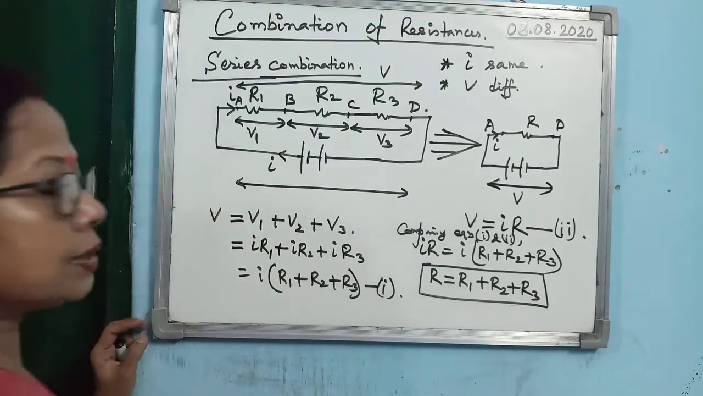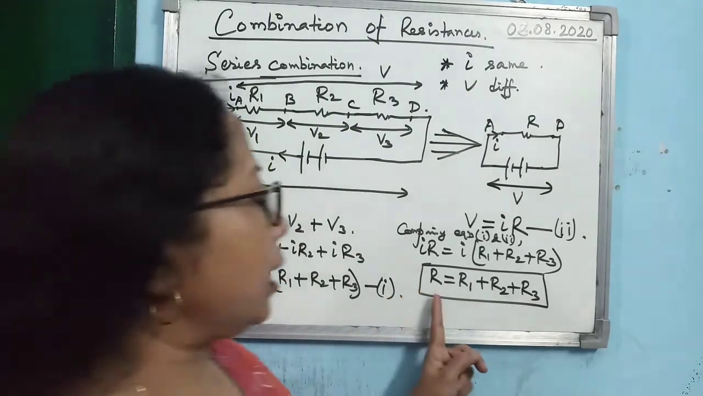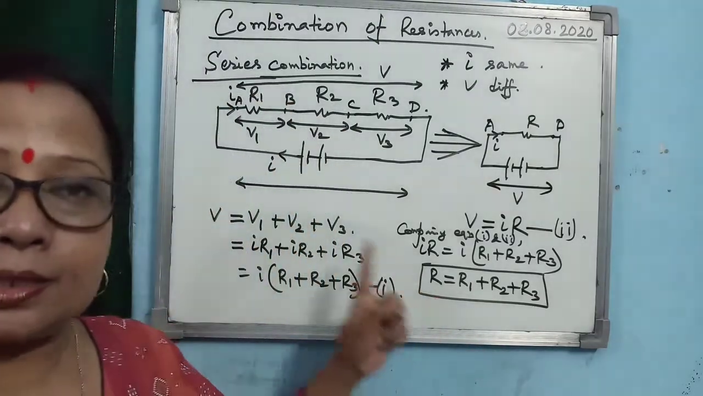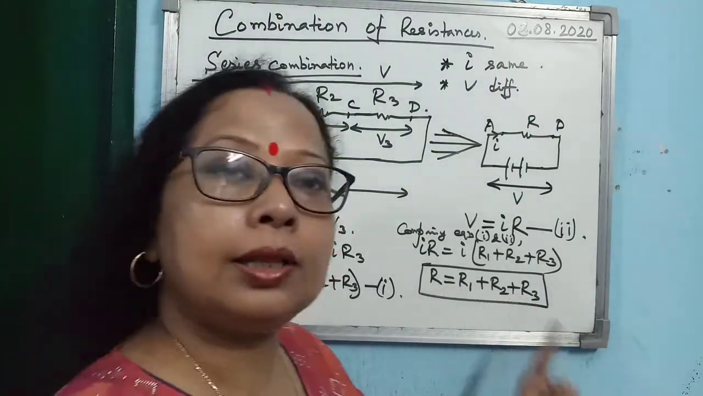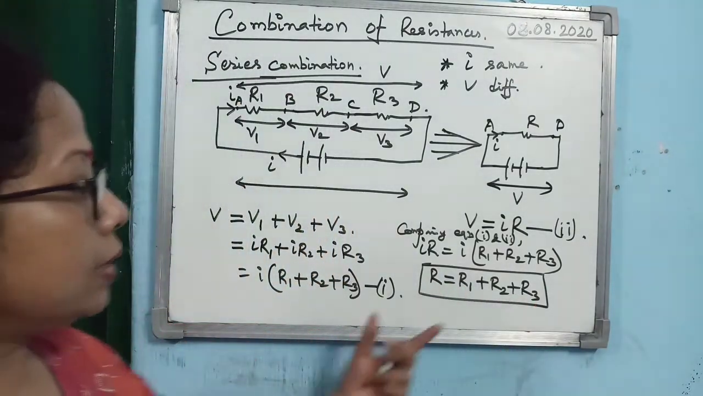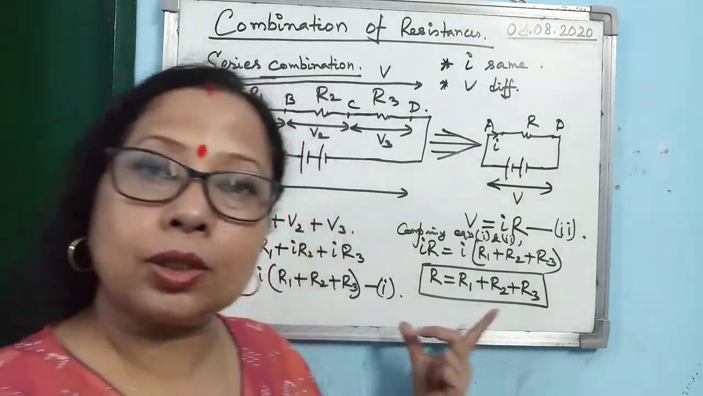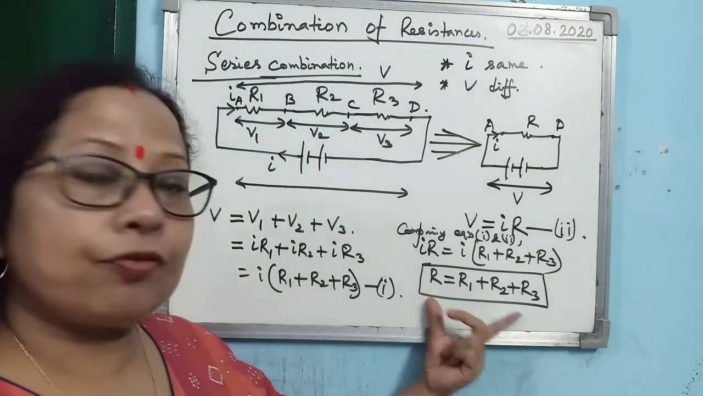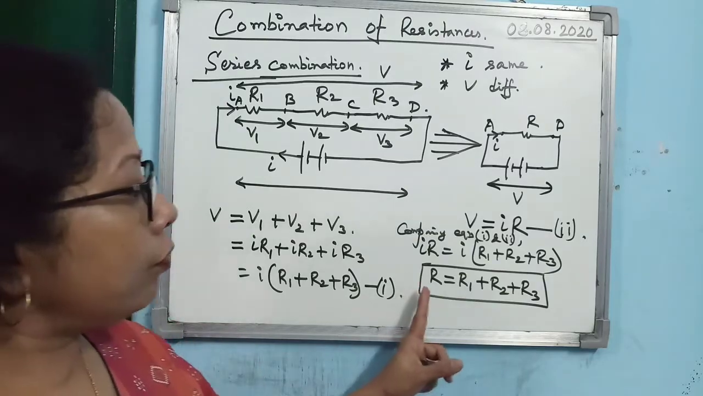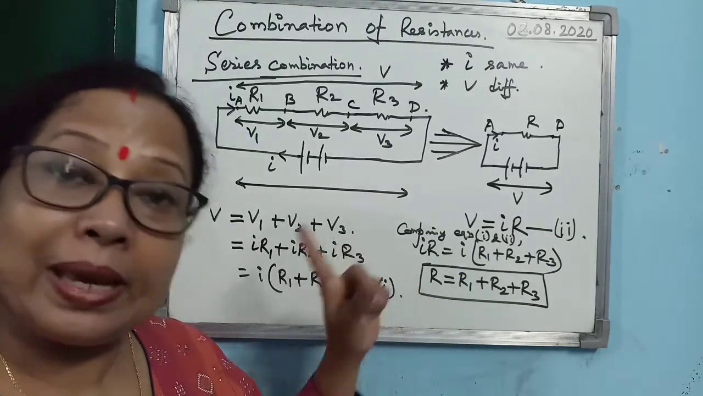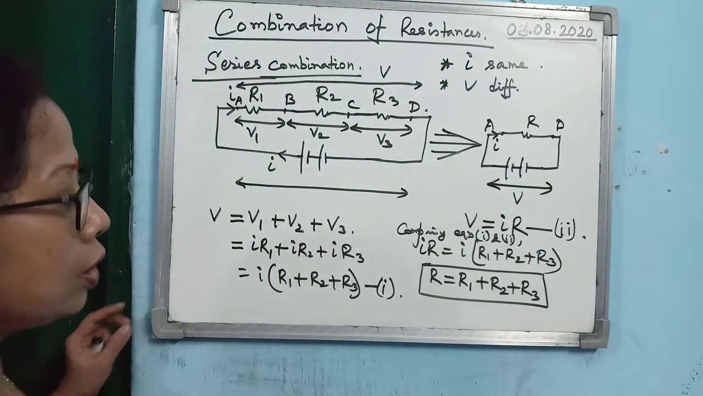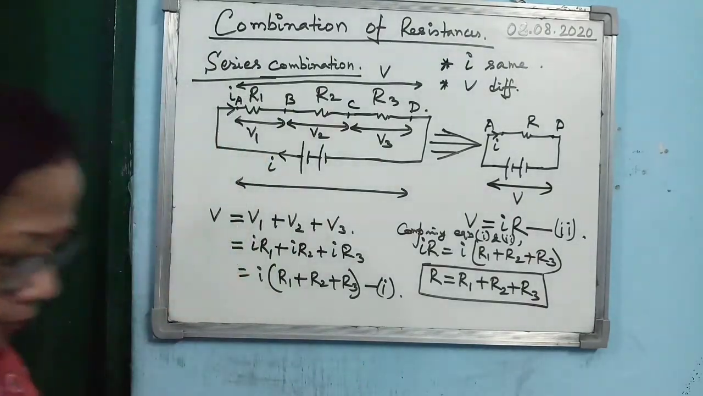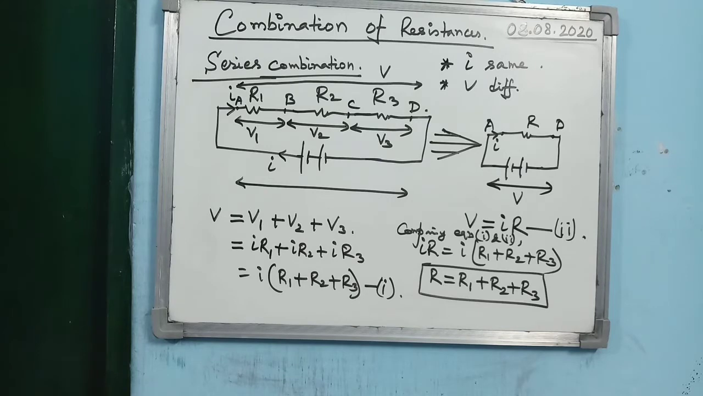Alright. So what is the expression for equivalent resistance for series combination? That R is equal to sum of all the resistances. So from this one important conclusion one can draw, that for series combination, equivalent resistance is bigger than the individual resistances.